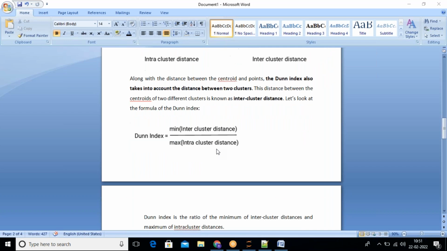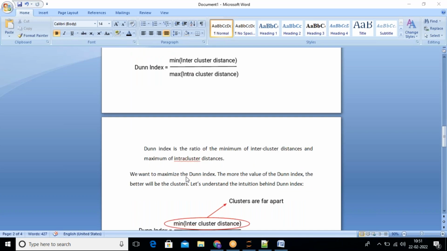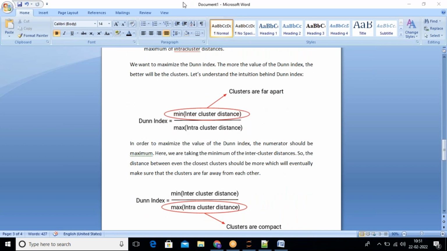See, they have written Dunn index is the ratio of the minimum of the inter-cluster distance upon maximum of intra-cluster distance. So we want to maximize the Dunn index. The more the value of the Dunn index, the better will be the cluster. Let's understand the intuition behind the Dunn index. See what they have written. Clusters are far apart, means minimum inter-cluster distance upon maximum intra-cluster distance.